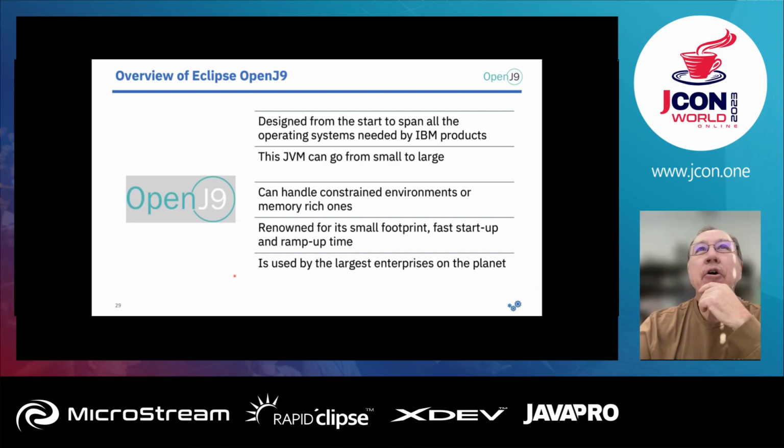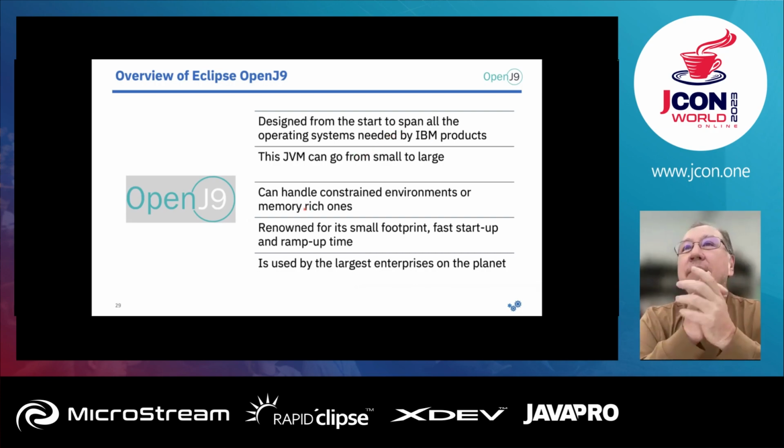Let's talk a little bit about OpenJ9, the history of that. So it was designed from the start to span all the operating systems needed by IBM products. So this was an IBM JVM that was created over 20 years ago, 25 years ago. It was called the J9 JVM. It was open sourced to Eclipse a little over 5 years ago.